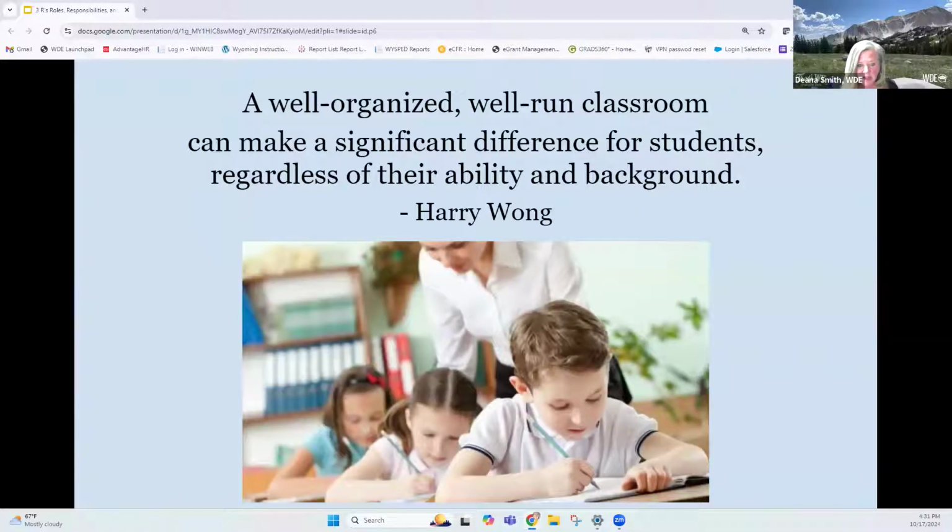This is just a lovely quote from Harry Wong. A well-organized, well-run classroom can make a significant difference for students regardless of their ability and background. This is so true. I'm not trying to be negative on teachers, but we all have our strengths, right? Some people are just amazing at classroom management and some struggle.